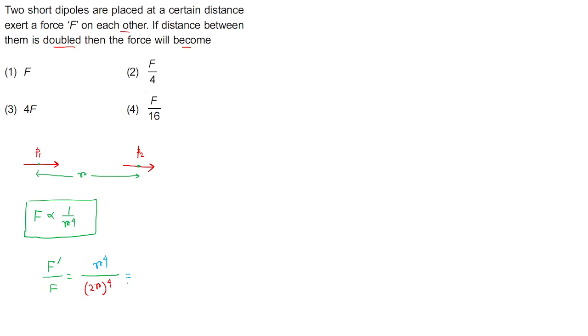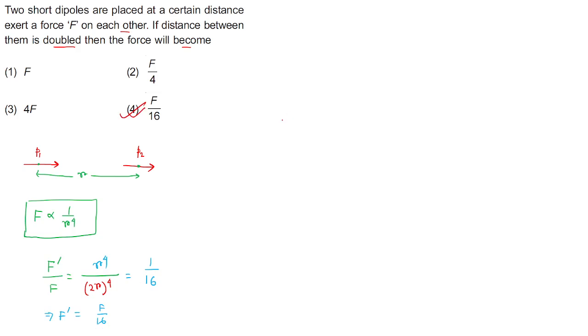From this we can easily get that 2 to the power 4 is 16. So from here we get F prime is equal to F by 16. So we can easily tick the answer: option 4 is correct.